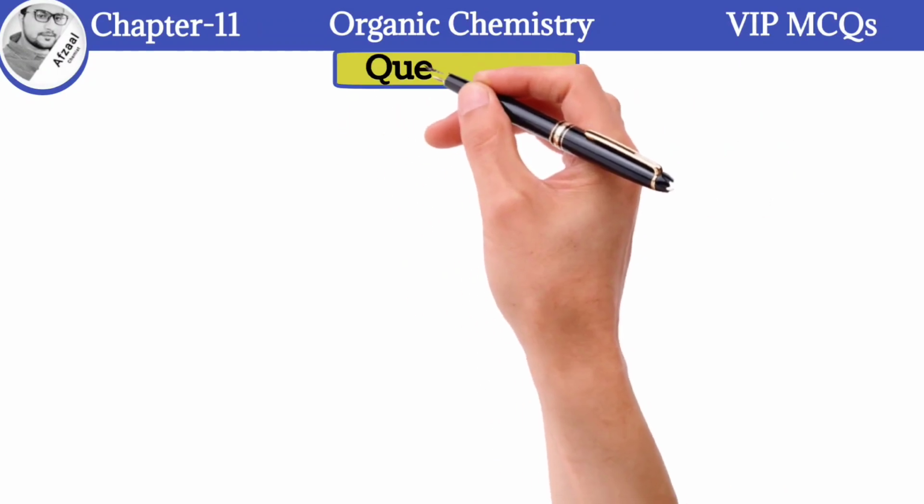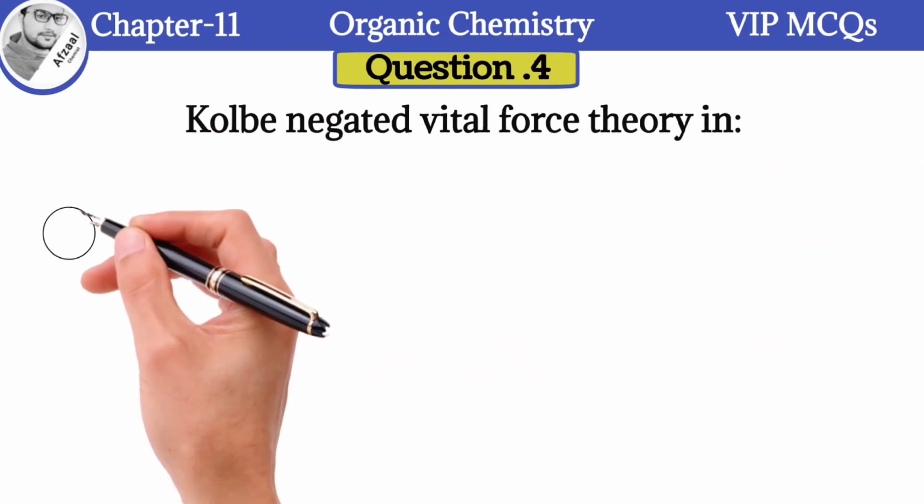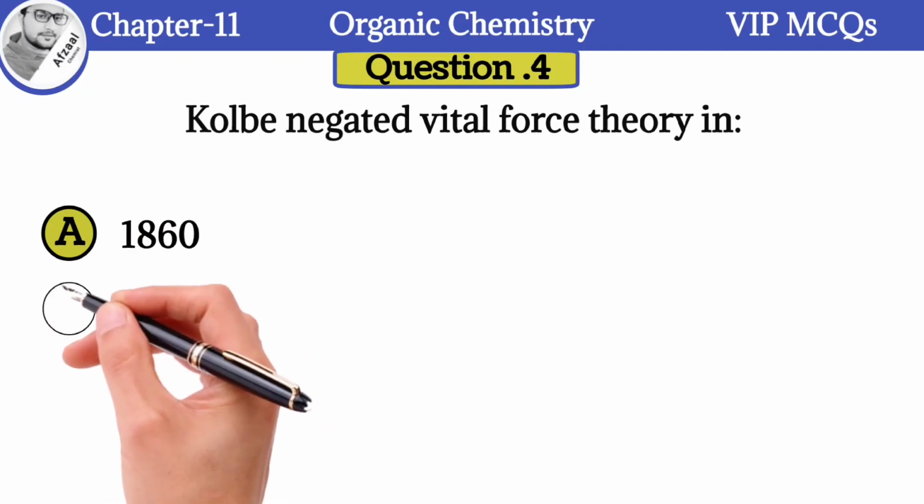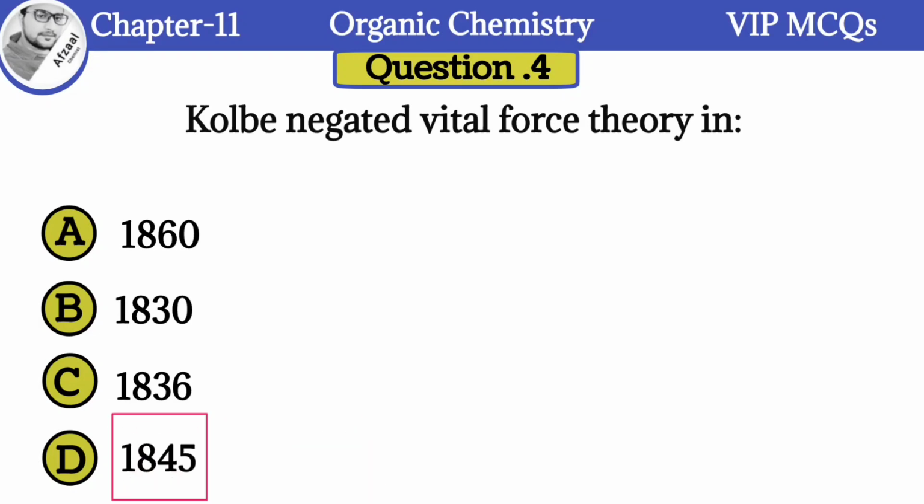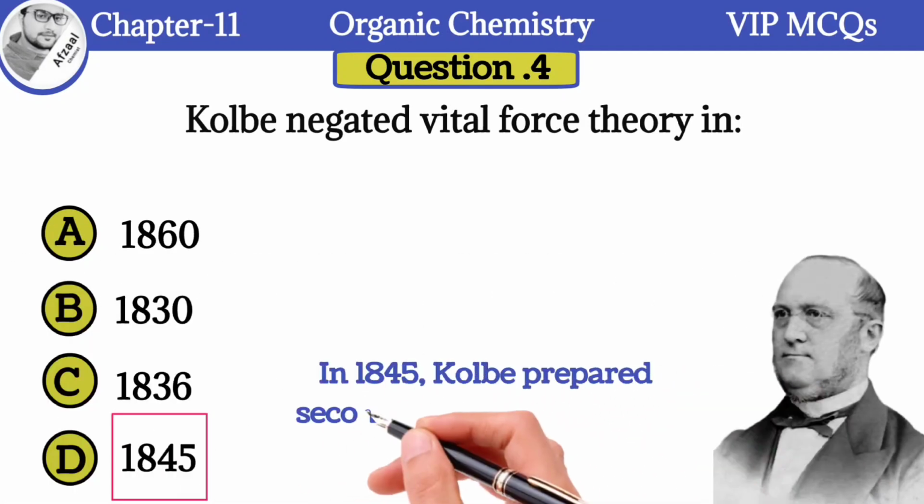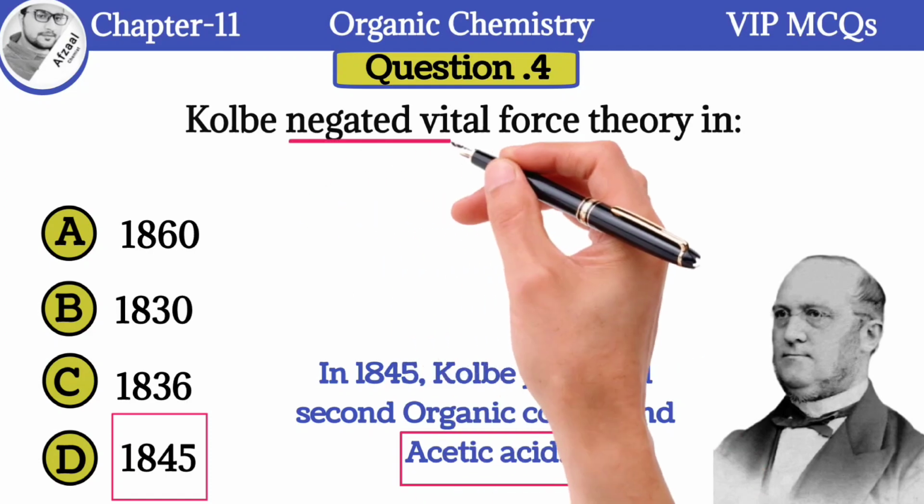Question number 4 is: Kolbe negated vital force theory in? Option A is 1860. Option B is 1830. Option C is 1836. Option D is 1845. The correct option is 1845. In 1845, Kolbe prepared the second organic compound, that is acetic acid, thus negating the vital force theory.